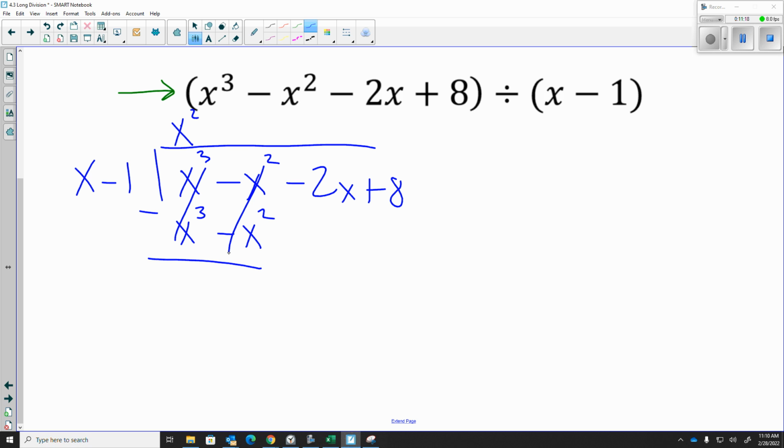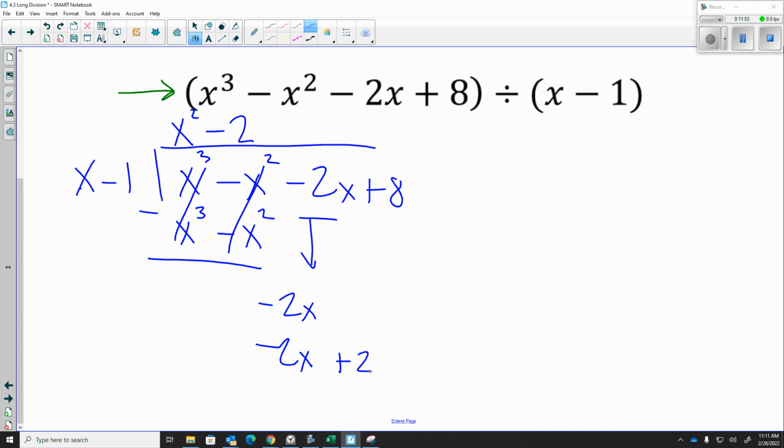I just bring down the next thing. Negative 2x. All right, so then we run it back. What do you need to multiply this by to get negative 2x? You got x, negative 2x. What do you need? Negative 2. Oops, sorry, not negative 2x, just negative 2. So now I'm multiplying this by both pieces. It's negative 2x. Negative 2 times negative 1 is plus 2.